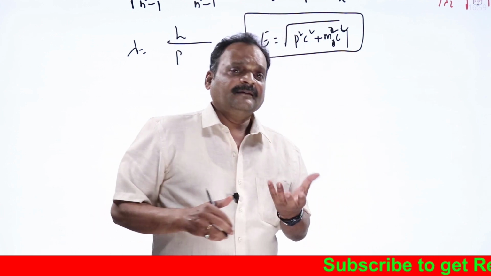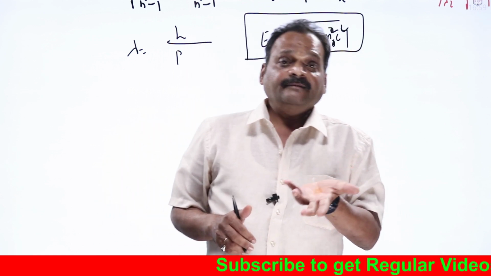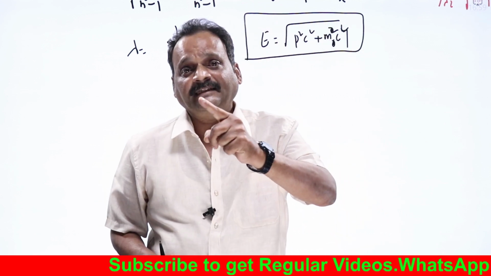Similarly, mass also is not constant, it depends on the velocity. That's known as relativistic variation of mass with velocity.